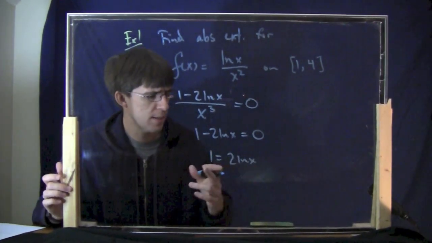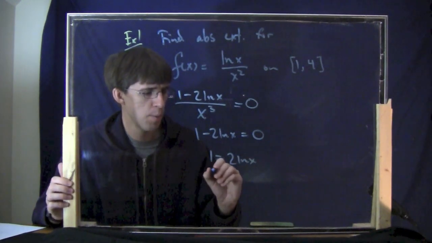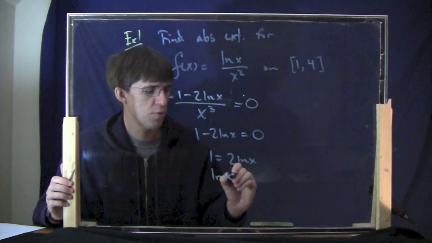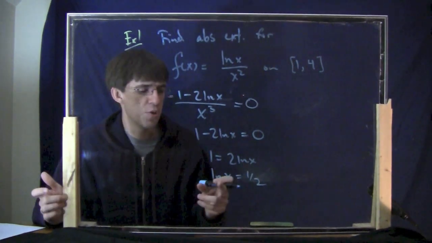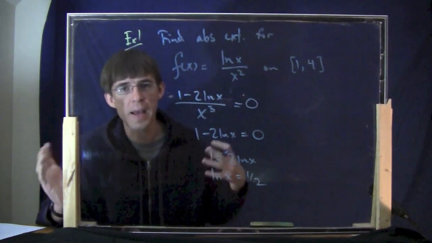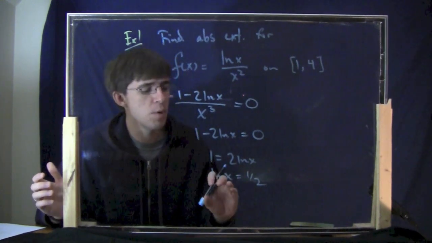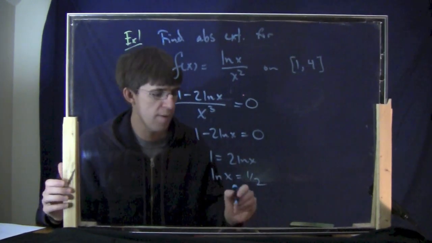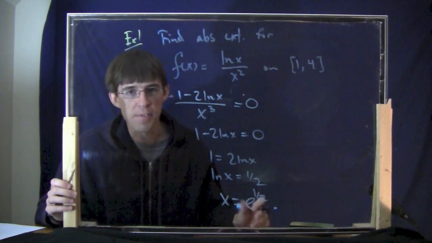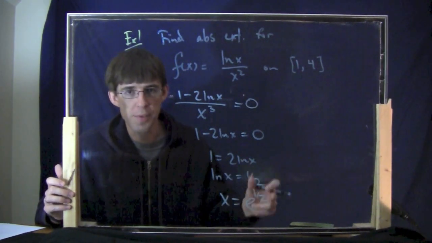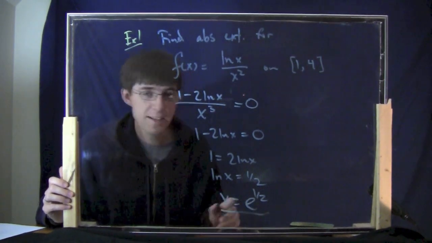I want to solve for x. Let's divide by 2 just to get this by itself as much as possible. Natural log x equals 1/2. And how do you solve this for x? You just have to rewrite this in the exponential version. What does it mean when you say ln of x equals 1/2? That means x equals e to the 1/2. Remember what the natural log means. So that's your value of x.